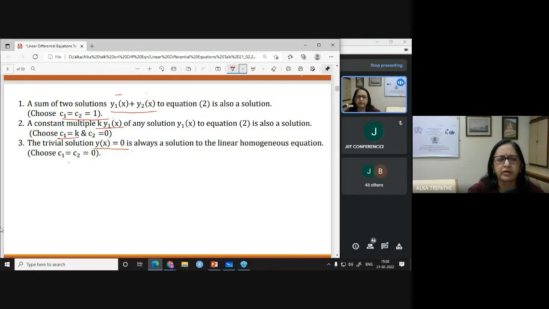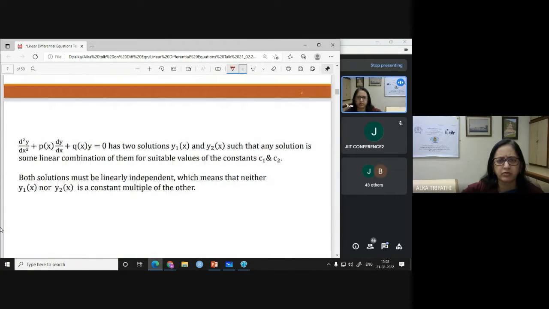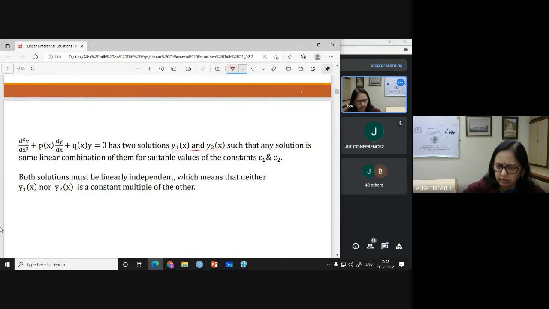Again, the second fundamental result says that these two solutions, whatever we are talking about, should be linearly independent also.